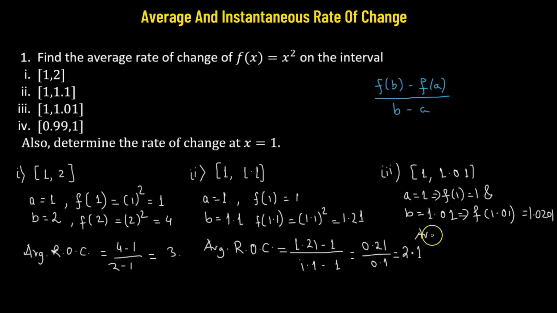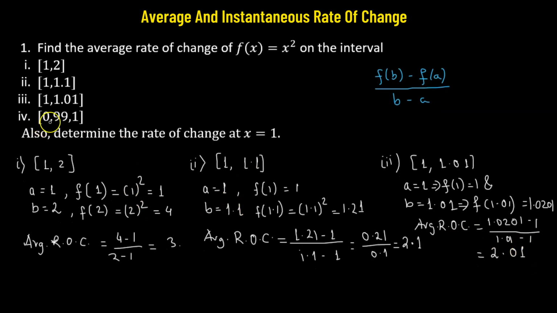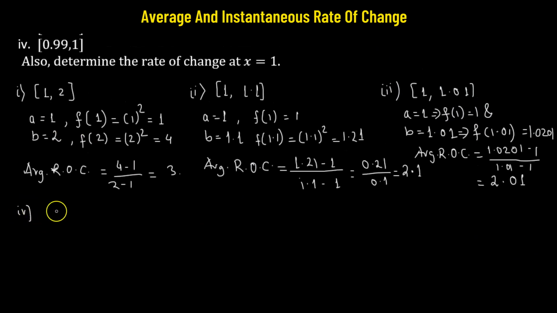So the average rate of change will be equal to f of b minus f of 1, which is 1.0201 minus 1, divided by b minus 1, so 1.01 minus 1, and this is going to give us the value 2.01.